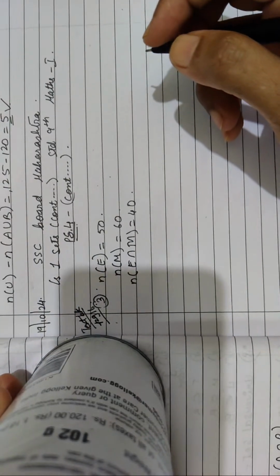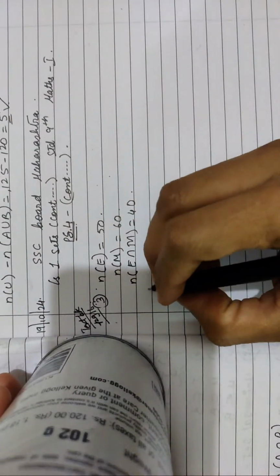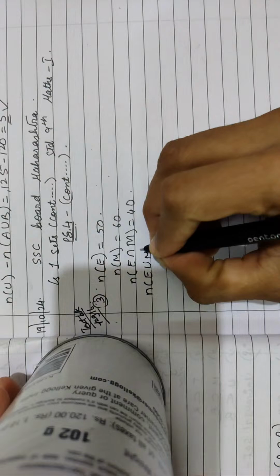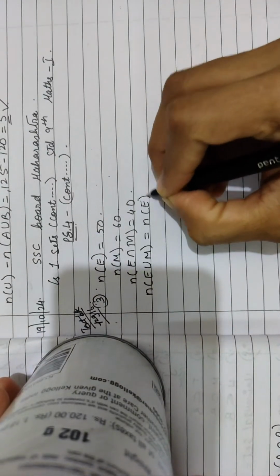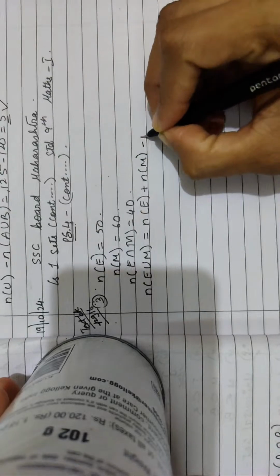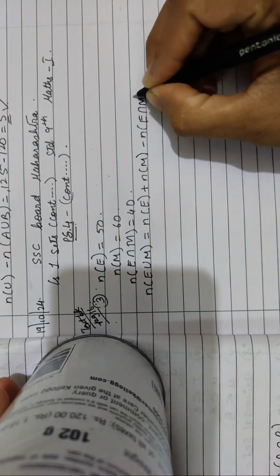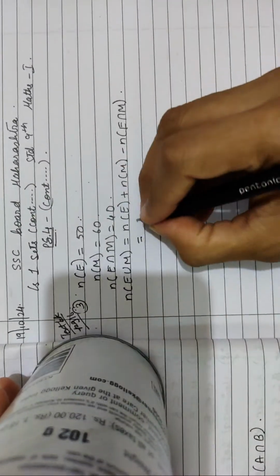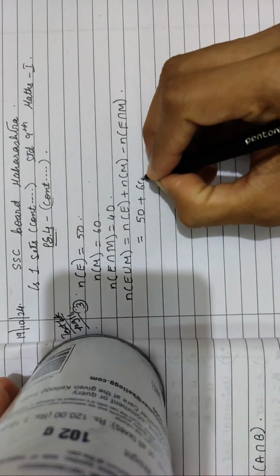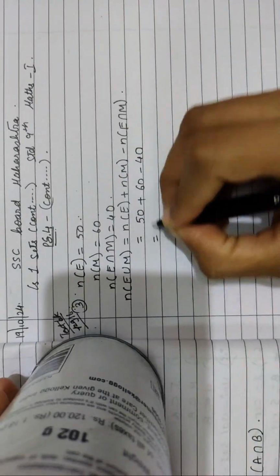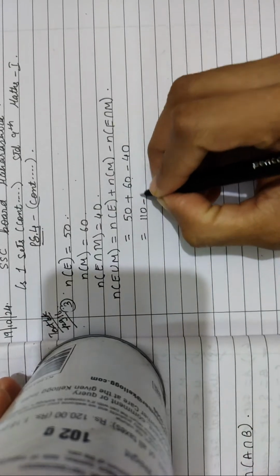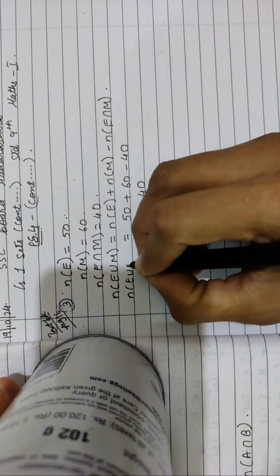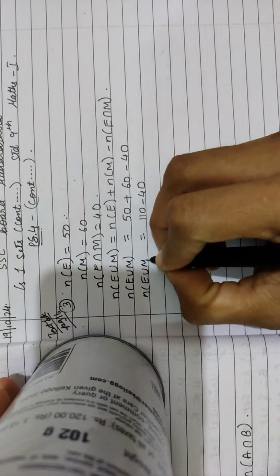So I told you in the morning that you have to remember the formula. What is the formula? Number of elements in E union M is equal to number of elements in E plus number of elements in M minus number of elements in E intersection M. So union you have to find out. E में है 50, M में है 60 और intersection में है 40. So 50 plus 60 is 110 minus 40 will give me 70. So number of elements in E union M is 70.